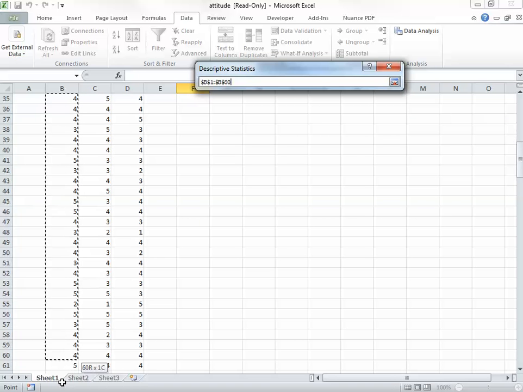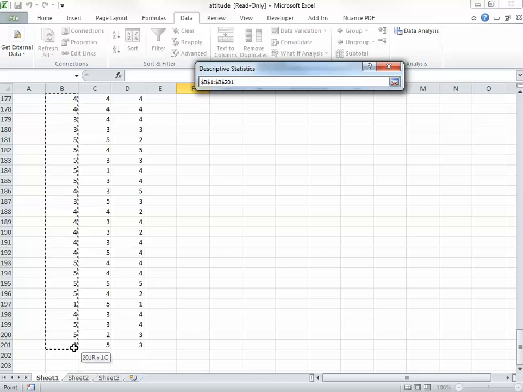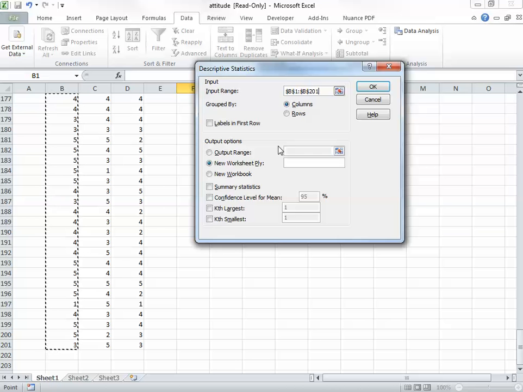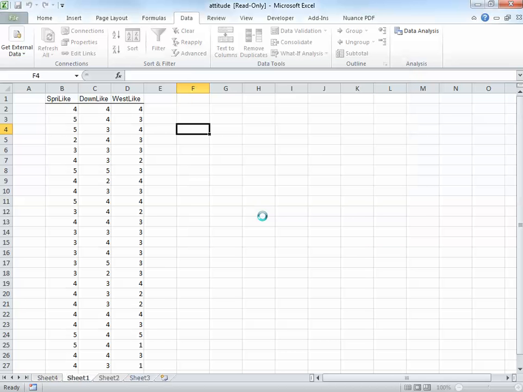And I'm going to capture here in the inputs all of our observations. So it looks like we've asked 200 people, how do you like Springdale Mall? We want to estimate the population's perception of the mall. We do have labels in the first row. I'm going to allow this to go to a new worksheet. We want the summary statistics, but we want one additional statistic. So we're going to click on this confidence level for the mean. And you can see by default it's set at 95%. We click OK and it will give us the output.